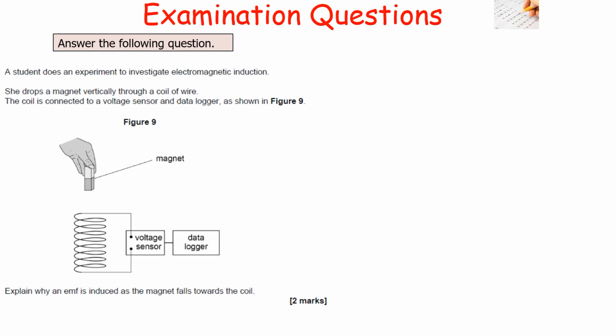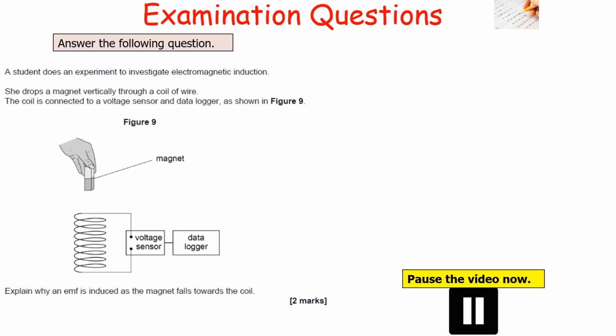The next question: a student does an experiment to investigate electromagnetic induction. She drops a magnet vertically through a coil of wire. The coil is connected to a voltage sensor and a data logger, shown in figure 9. Explain why an EMF is induced as a magnet falls towards the coil.